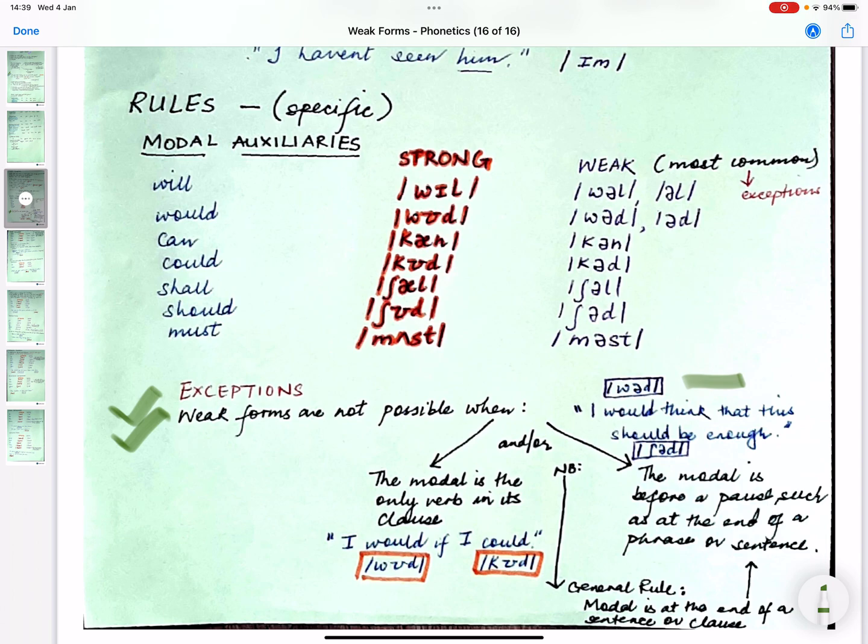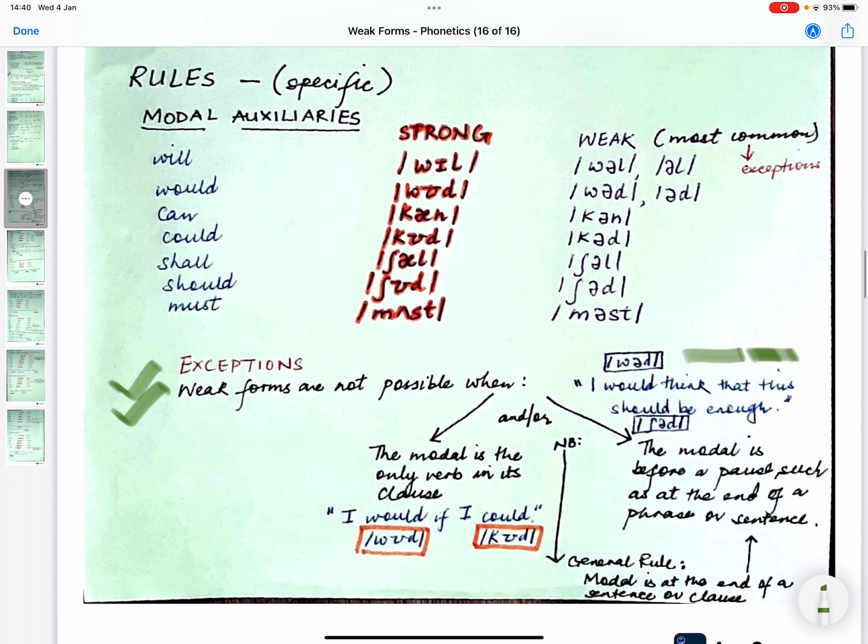Or if the modal is before a pause, such as at the end of a phrase or a sentence, even in this case, you are going to use the strong form. If you have a look at this sentence, I would think that this should be enough. You can see that we are using the weak form in both cases, because in these examples there is an additional verb, think and be. And also, this means that obviously the modals are not the final words in their respective clauses. So you use the weak forms.